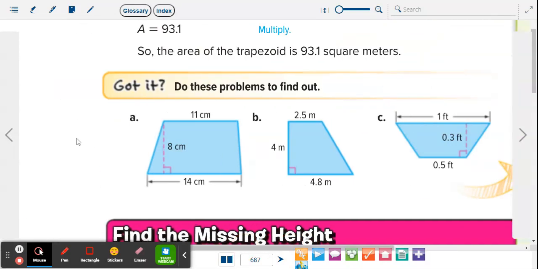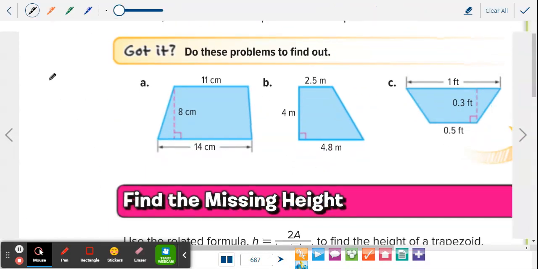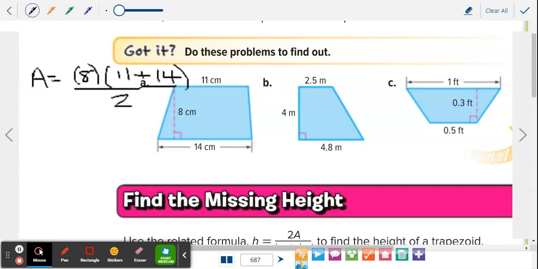So letter A. All right, what is our height for letter A? 8. Okay, what's the base 1? 11. What's base 2? 14. So you do 11 plus 14. Okay, times that by 8, and then divided by 2. And you get 100 centimeters squared.